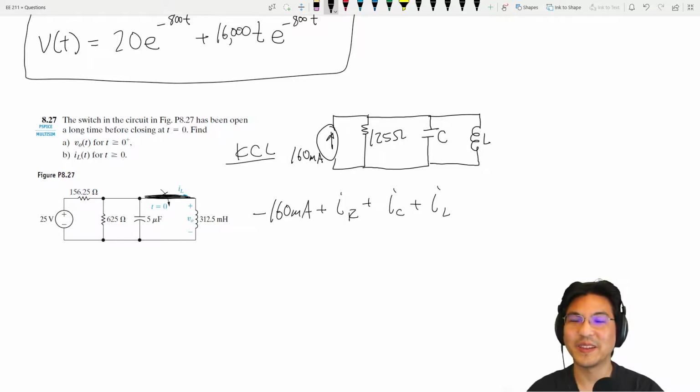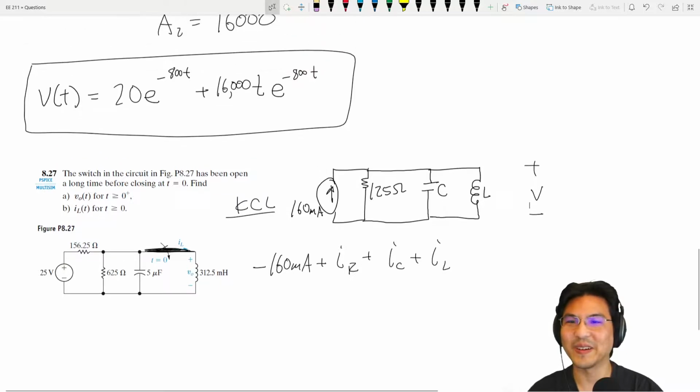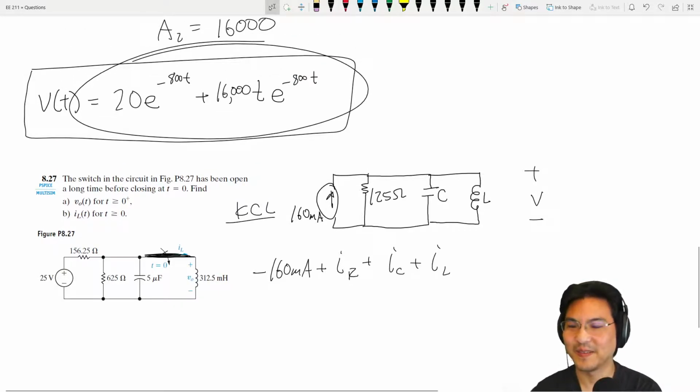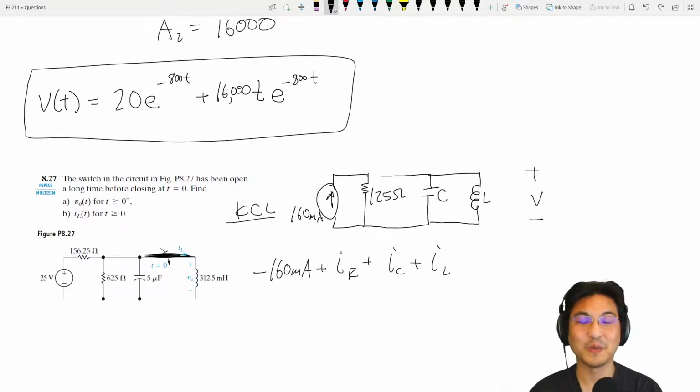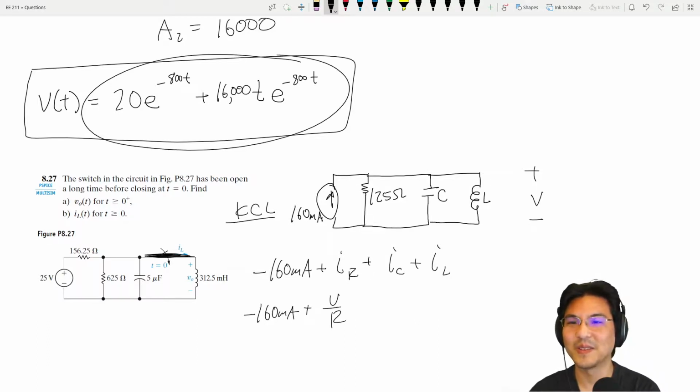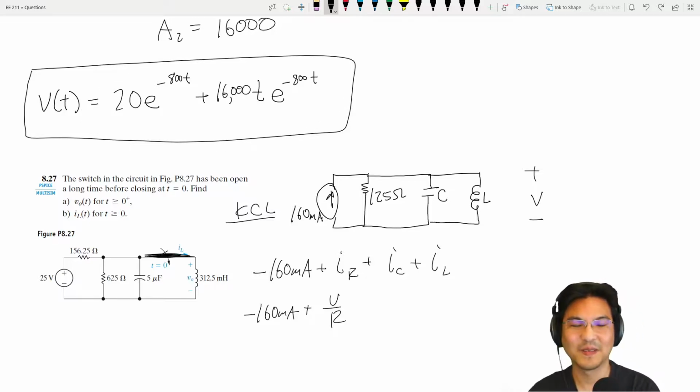We already know the answer for V, right? From this is V. We got the answer right here. Which means we know the current for the resistor for sure. It's just V over R. So this over R. Got it.